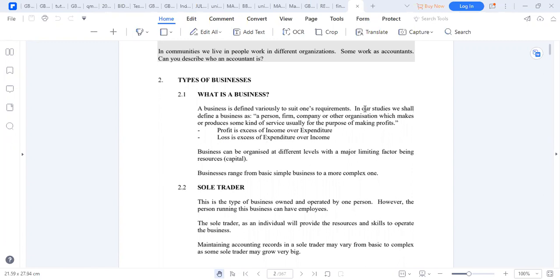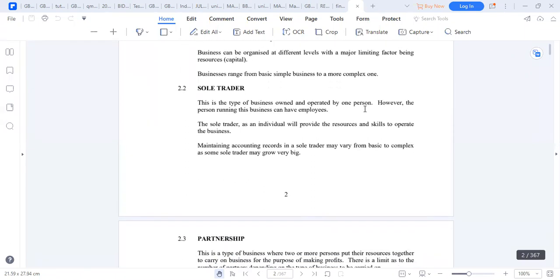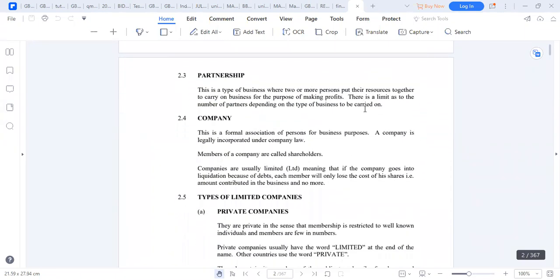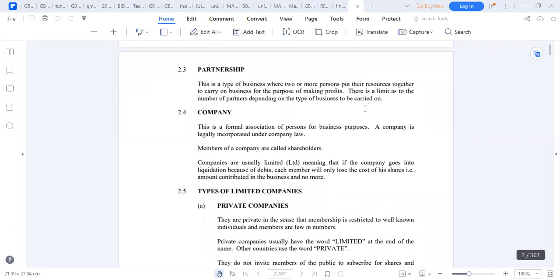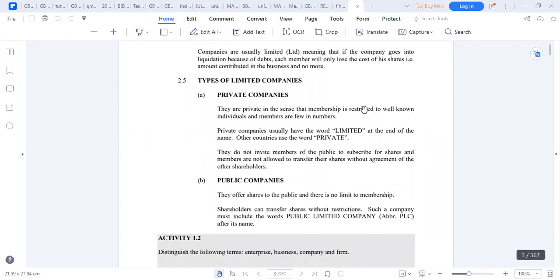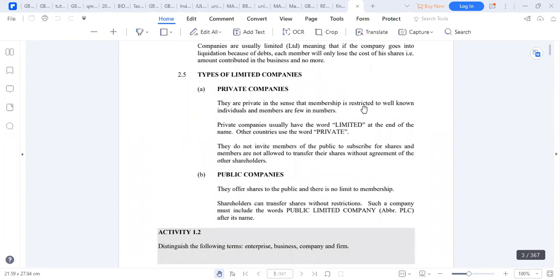So we also talked about the different types of businesses, starting from a sole trader, who is a one-man business owner, who provides all the skills and maintains the records of the business. We also talked about a partnership where two or more merge to pool their resources and their skill. In the company, which is a corporate entity under law, where members called shareholders, these members are separate from the business.